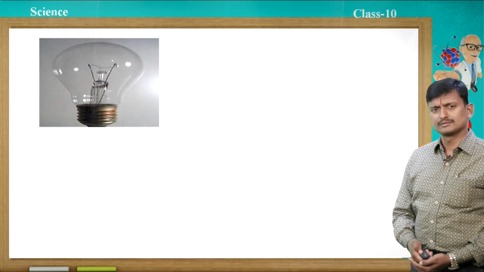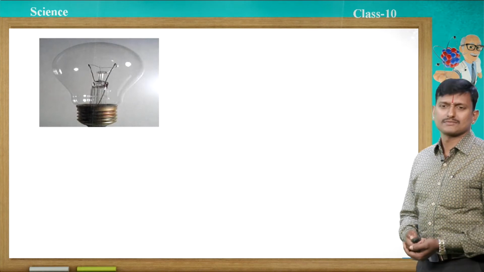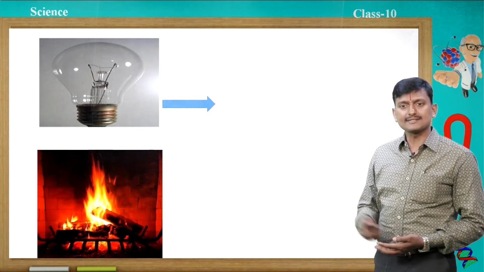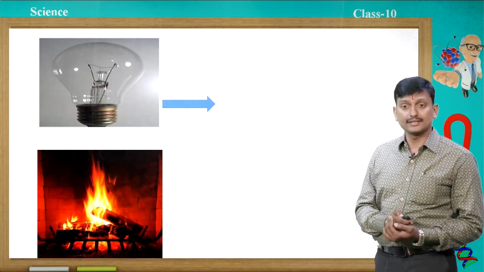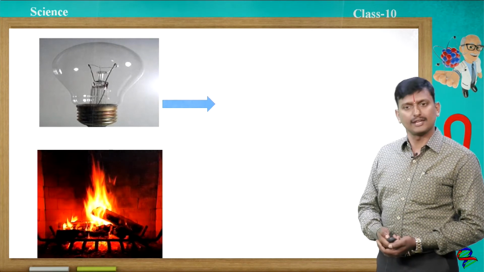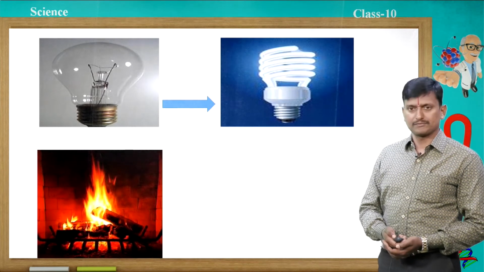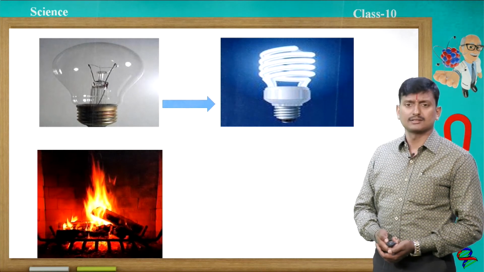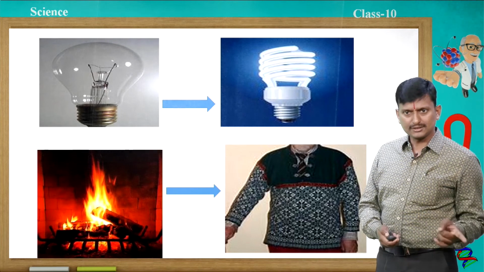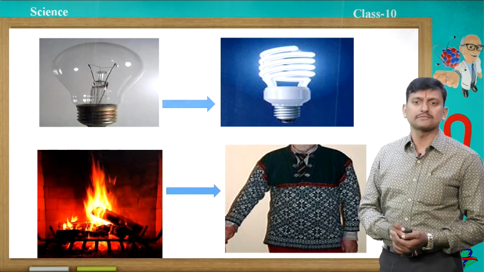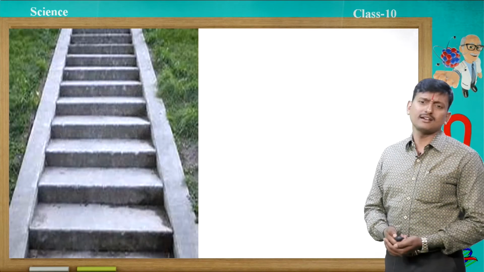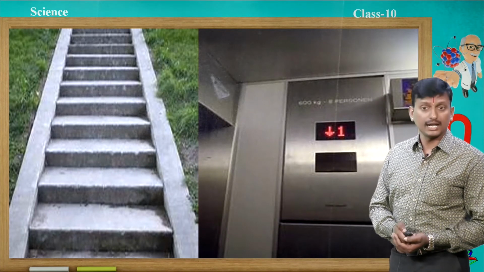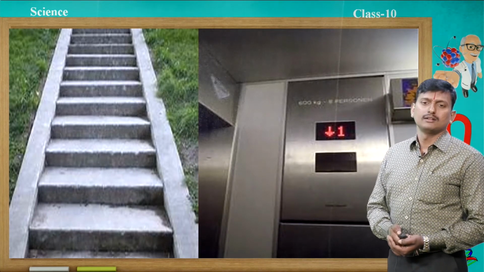See here, what is this? A bulb used. Can we replace these two things as an environmentalist? Yeah, use a CFL bulb. It consumes less electricity and gives more light. Instead of using firewood, use sweaters in the cold season. Climbing the stairs instead of going in a lift is also good for you and for the environment. So avoid the lift, use stairs.